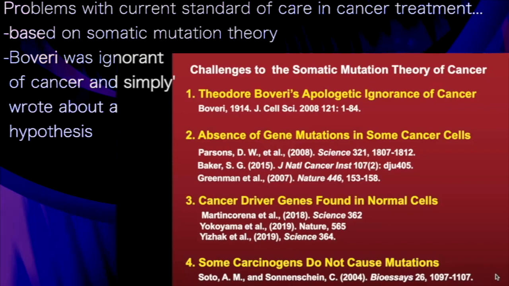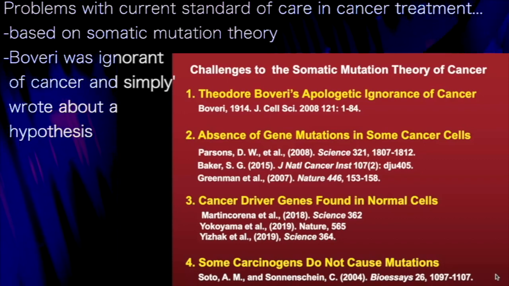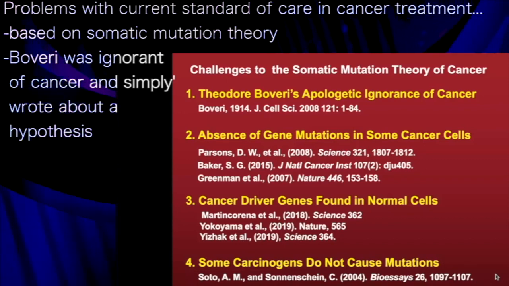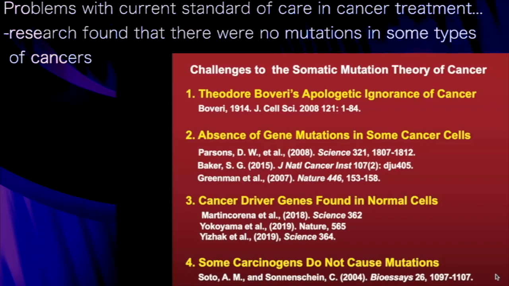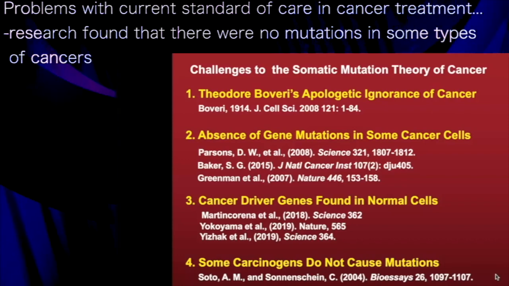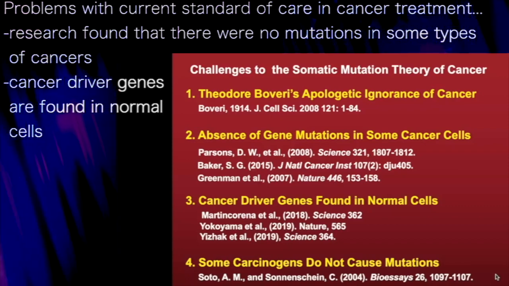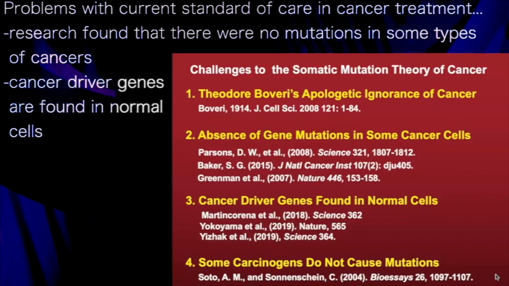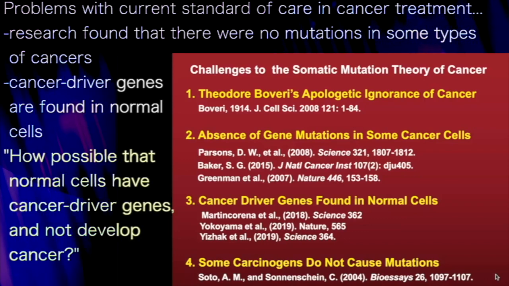There's now accumulating evidence showing that different types of cancers have no mutations. Even deep sequencing analysis of certain malignant cancer types was unable to identify genes that could be attributed to cancer. There were no mutations in some cancers. Hard to explain. New information is showing that cancer driver genes are found in normal cells. In other words, normal cells in normal tissues express mutations in the so-called key genes that are supposed to drive the disease. How is it possible that normal cells could have cancer driver genes and not develop cancer?